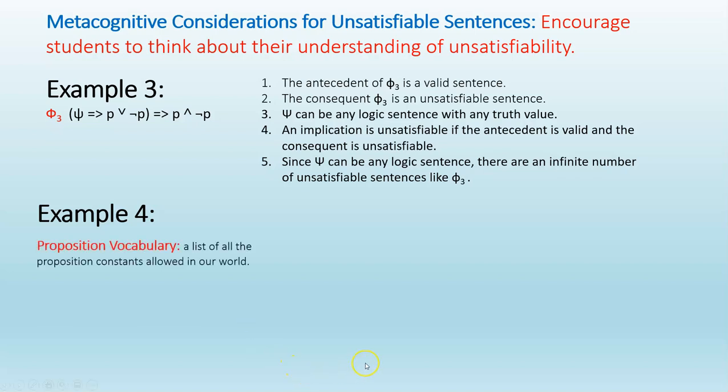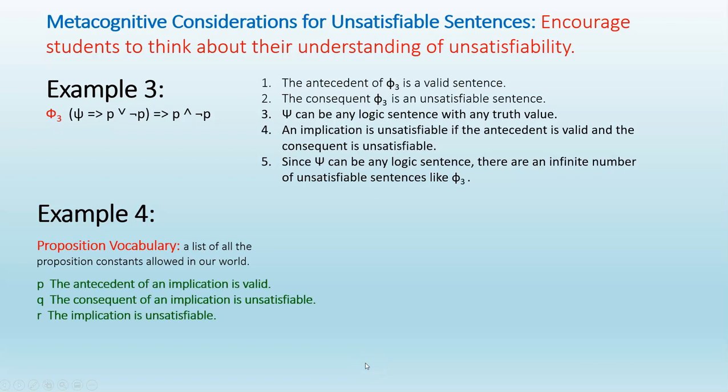Alright, so again, I'll use my strategy that I've used in the past. Here I will define my proposition vocabulary. P is the antecedent of an implication is valid. Q is the consequent of the implication is unsatisfiable. And R is the implication is unsatisfiable.